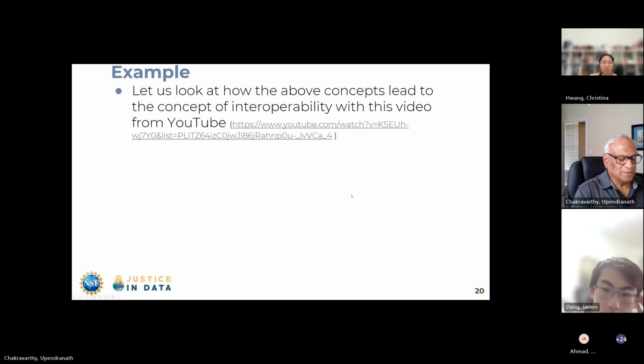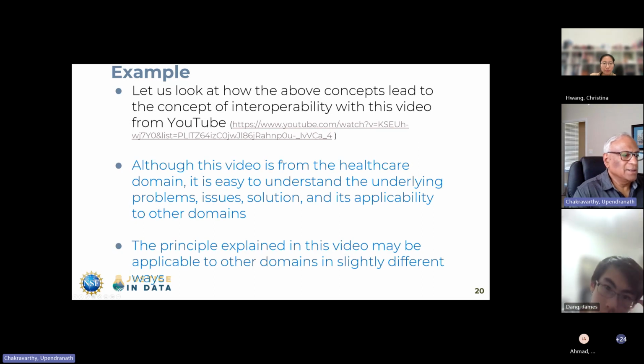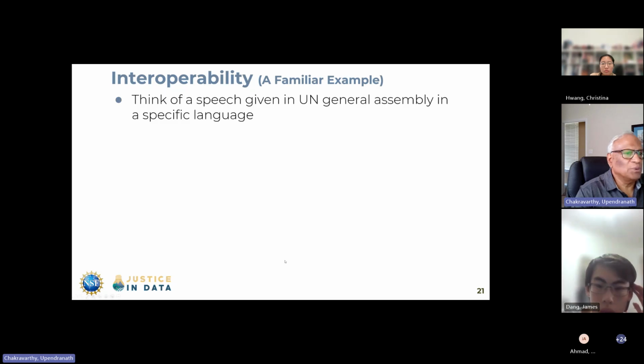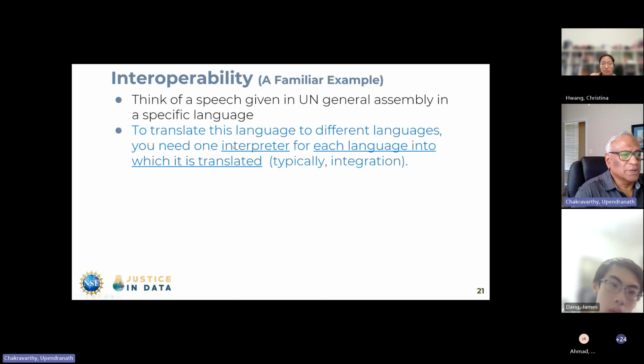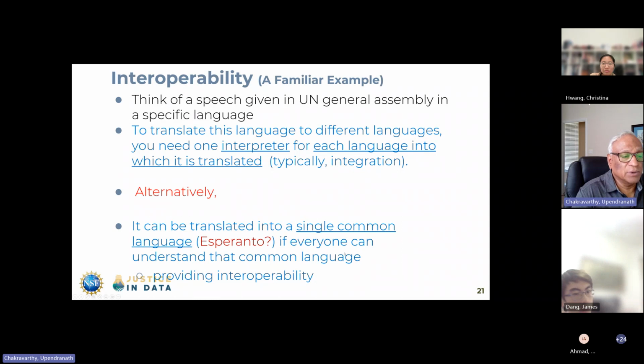So even though it's a healthcare application, I think the components and what it is saying should be very clear in terms of what we need. Although it's from healthcare, the principle explained in this video may be applicable to other domains, maybe in slightly different ways. So think of a speech given in UN General Assembly in a specific language. To translate this language to different languages, you need one interpreter for each language into which it is translated. Typically, that's integration. Alternatively, if there is a common language that everyone understands, then you can go to interoperability instead of integration.